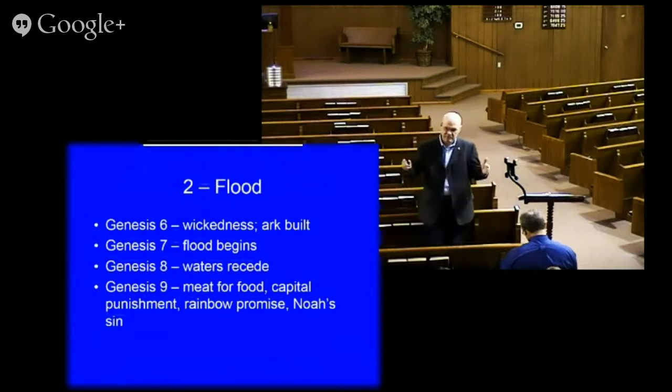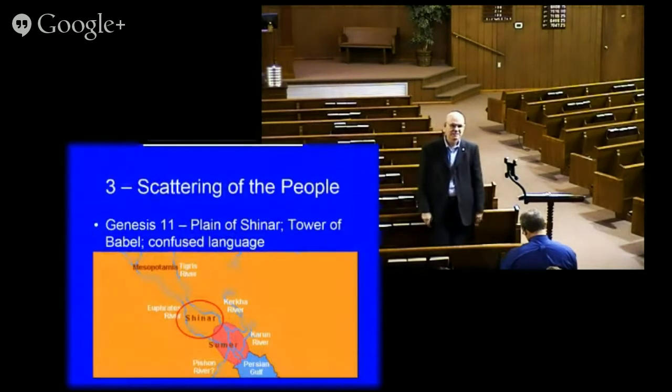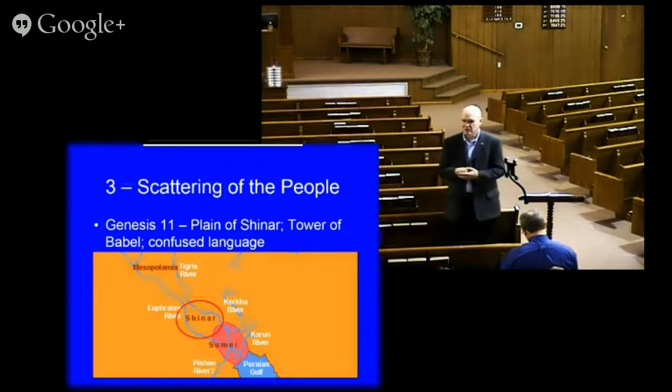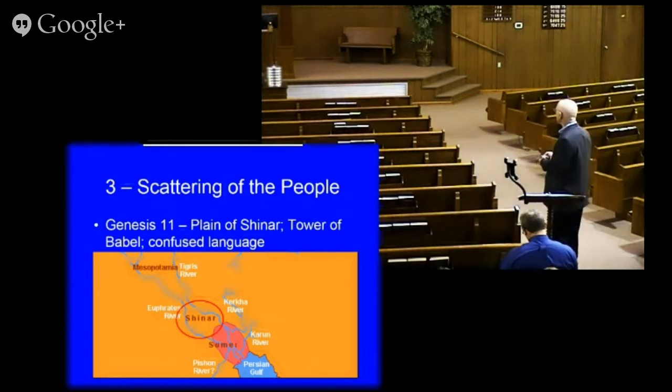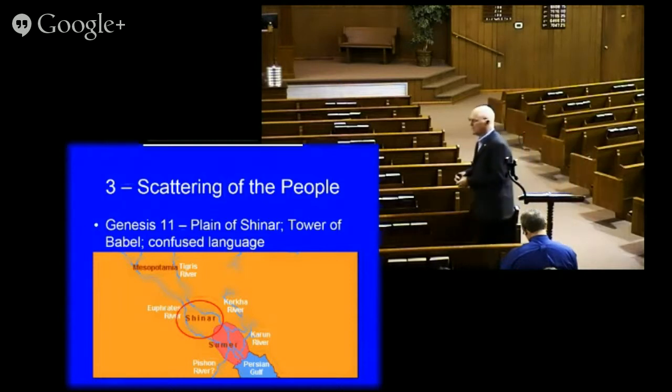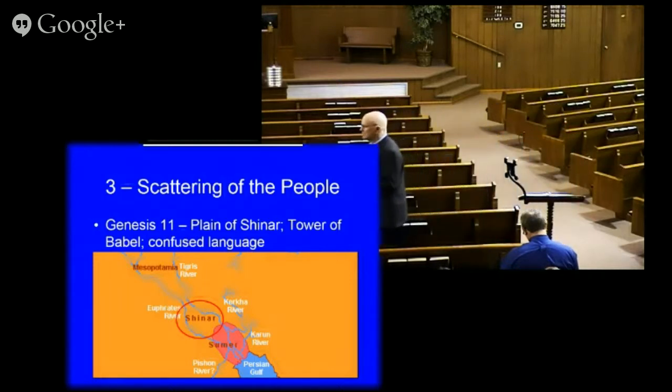Then we have some generations again. Third period then is Genesis chapter 11, one chapter. And this is the scattering of the people, the Tower of Babel, the confusion of the language. This happened on what's called the Plains of Shinar, which is just above where we were a while ago when we looked at the possible size of the Garden of Eden. One chapter for that whole section there, the scattering of the people.